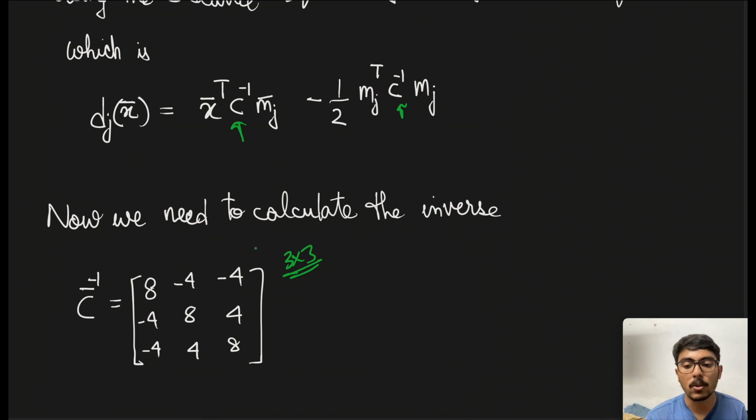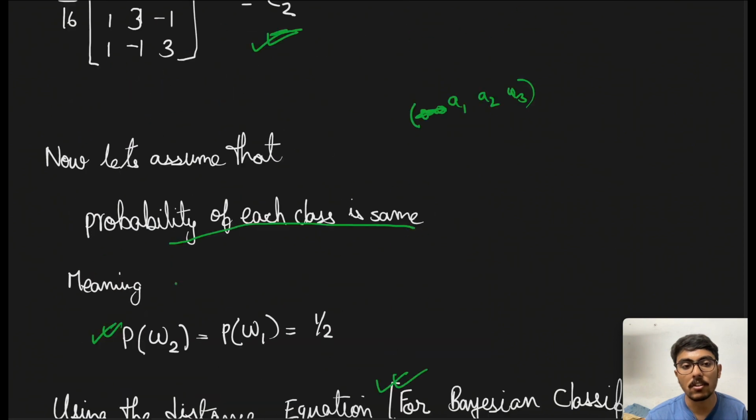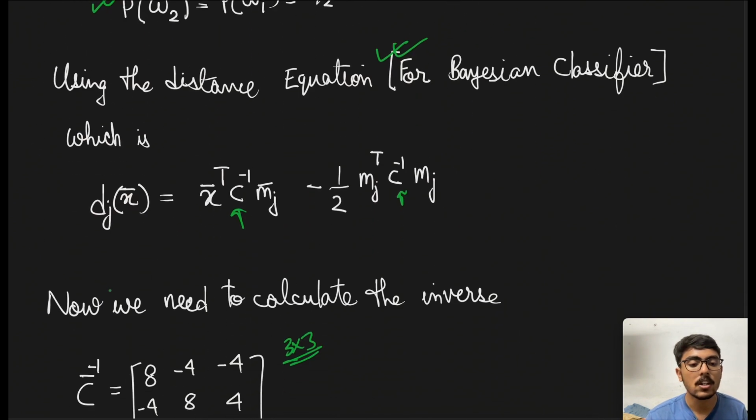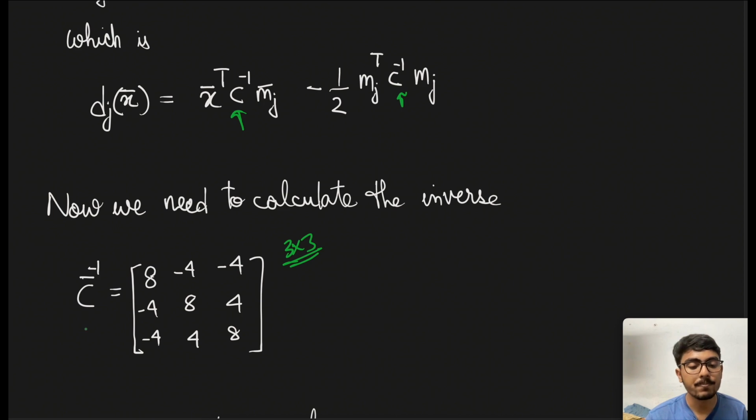So if you want, you can just check it out somewhere else and come back here to watch the next part. So in this we got this inverse matrix of any of these two, like C1, C2 both are equal. So this is the inverse of it.